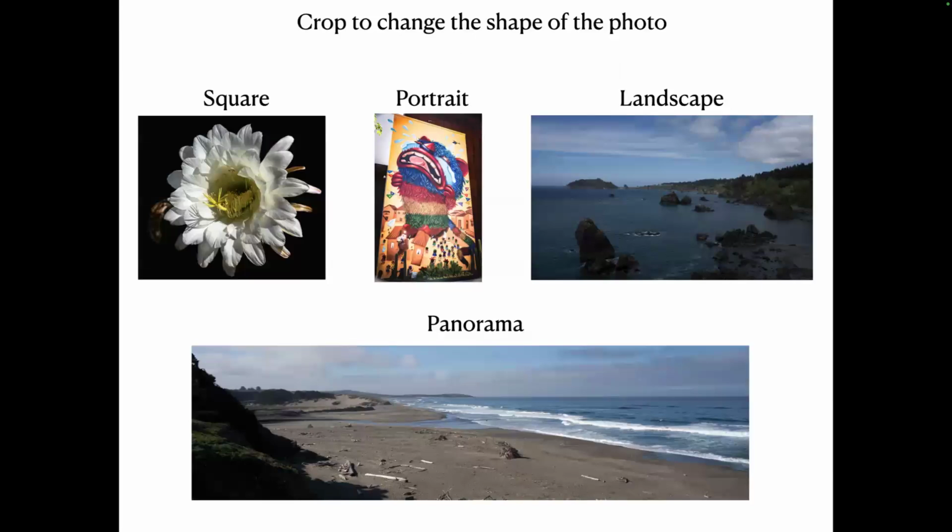You can crop an image to change the shape. I've got 4 basic standard shapes: the square, the portrait, the landscape, and the panorama. So you can change the effect that you want to have after you've taken the picture.